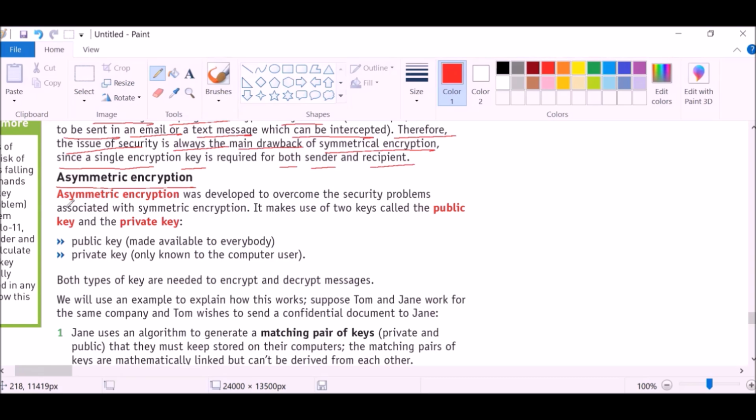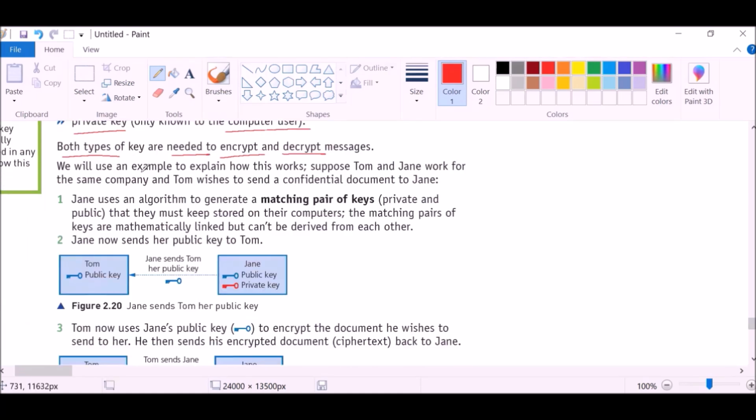Asymmetric encryption. Asymmetric encryption was developed to overcome the security problems associated with symmetric encryption. It makes use of two keys, called the public key and the private key. The public key is made available to everybody. The private key is only known to the computer user. Both types of key are needed to encrypt and decrypt messages. We will use an example to explain how this works.